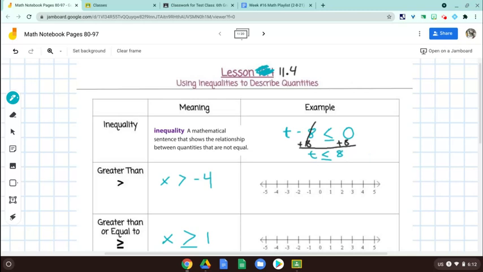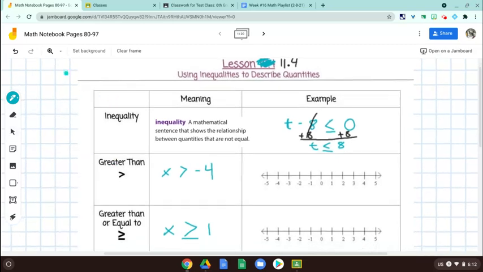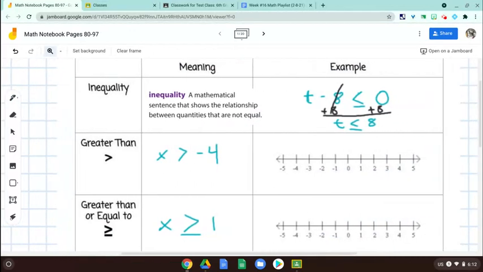So we're going to talk a little bit more about this, not just what inequalities look like, but also how to graph them. So we have our first example here, and I'm going to zoom in slightly. The inequality symbol that represents greater than. And here we have the inequality x is greater than negative 4.